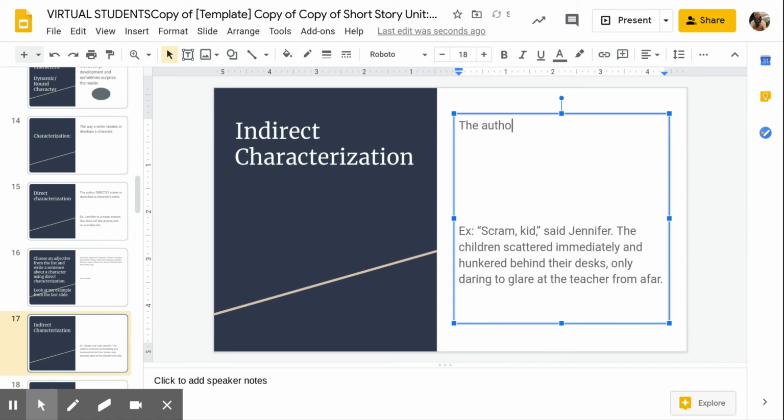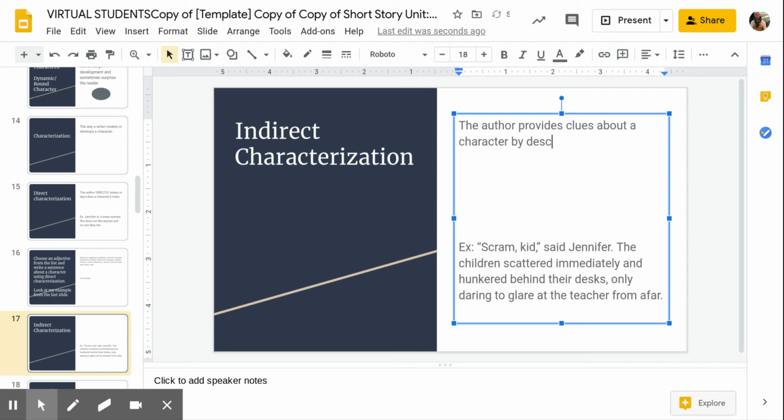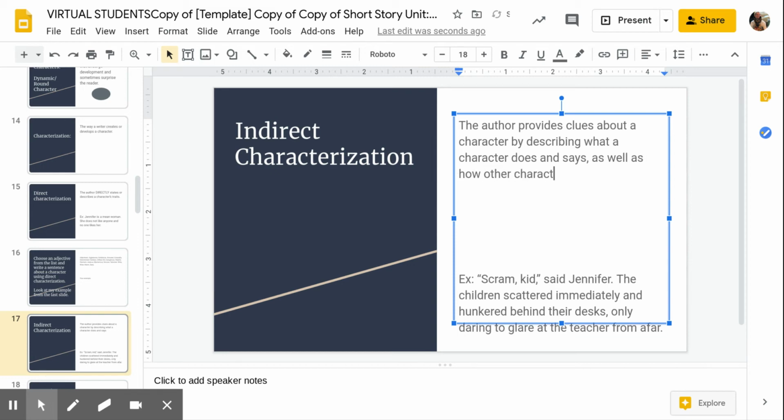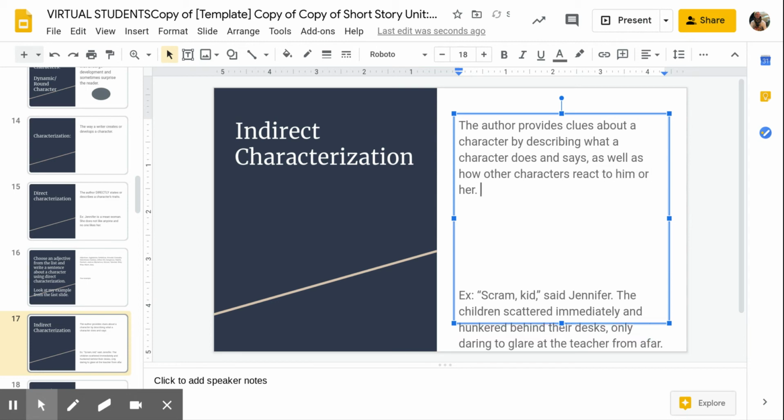So the author provides clues about a character by describing what a character does and says, as well as how other characters react to him or her.